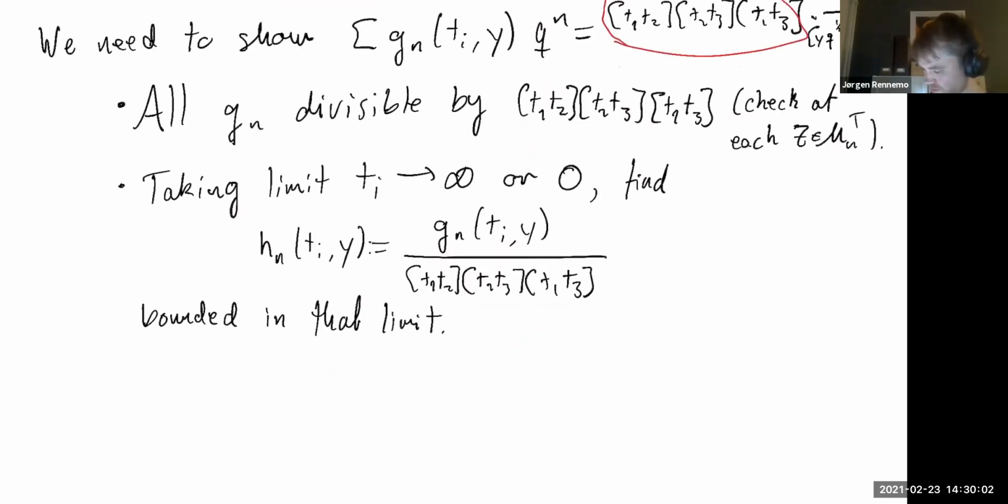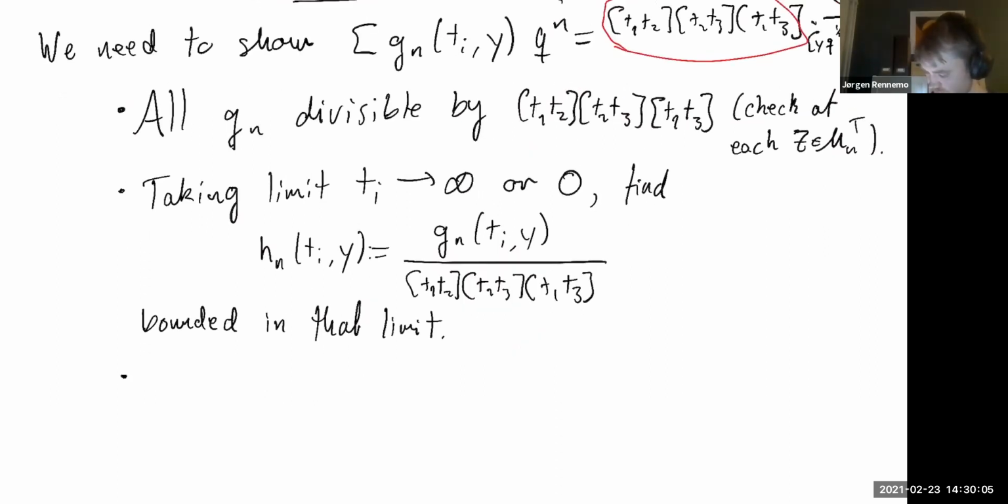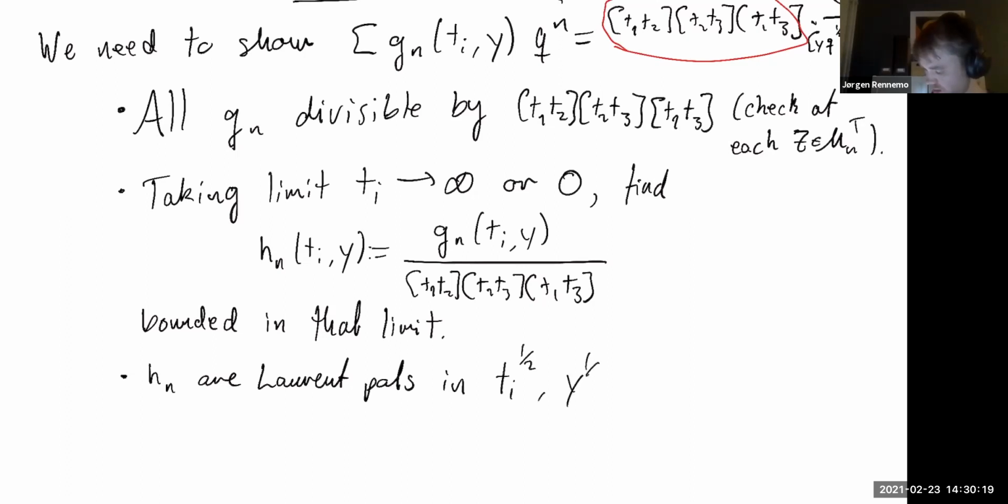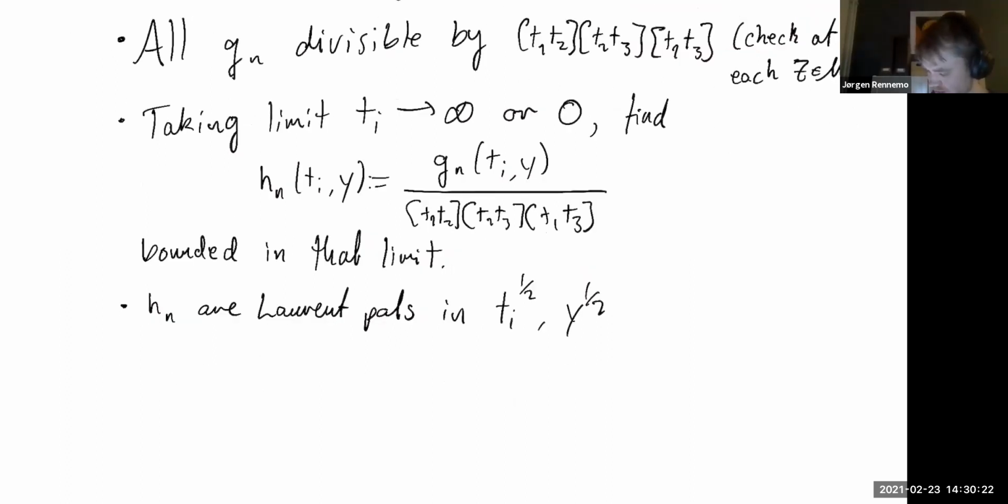What we proved before, the fact that they're divisible, means that the hn are Laurent polynomials in the ti square roots and the y square root. But, and this is the rigidity, if you have a Laurent polynomial which vanishes in the limit to infinity and to 0, that means hn is actually independent of the ti.